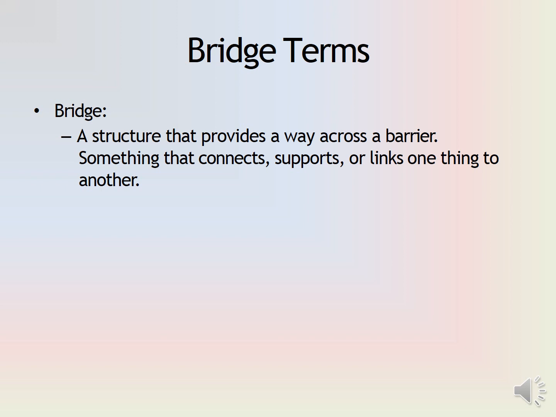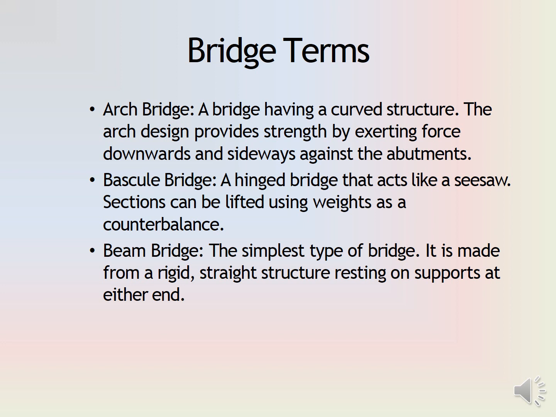Bridge terms, the basic terms. What is a bridge? We have already seen the definition: the structure that provides a way across barriers, that connects, supports or links one thing to another. Arch bridge: a bridge that has a curved structure. The arch design provides strength by exerting force downwards and sideways against the abutment. Bascule bridge: a hinged bridge that acts like a seesaw; sections can be lifted using weights as a counterbalance. Beam bridge: the simplest type of bridge. It is made from a rigid structure resting on supports at either end.